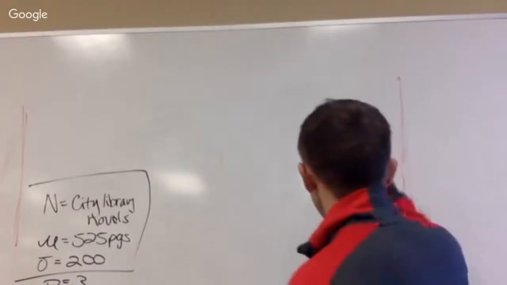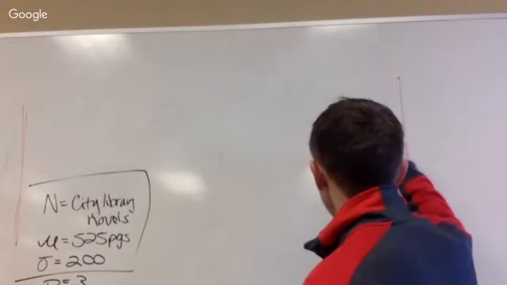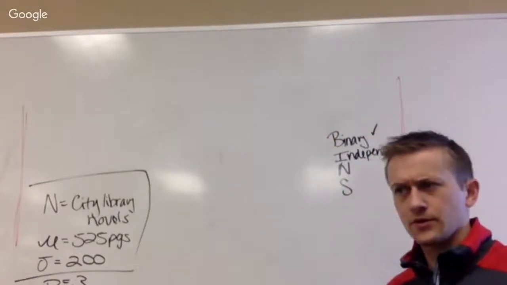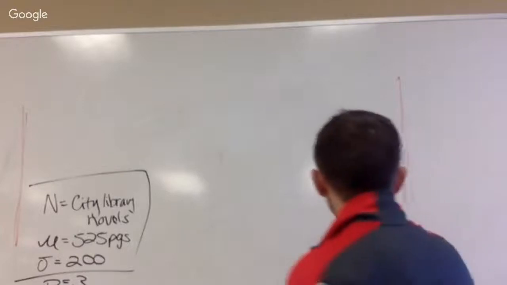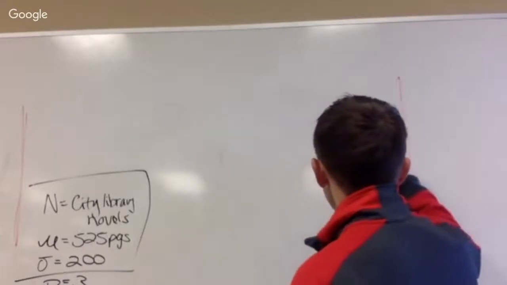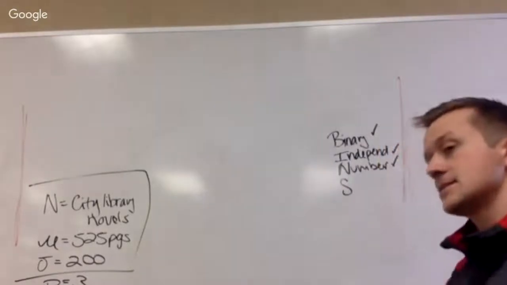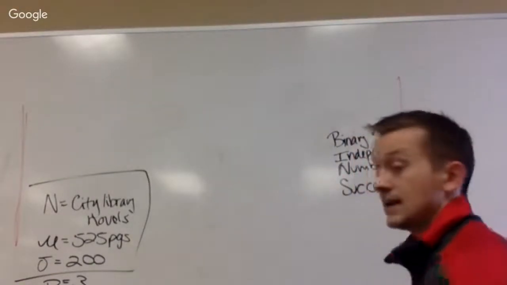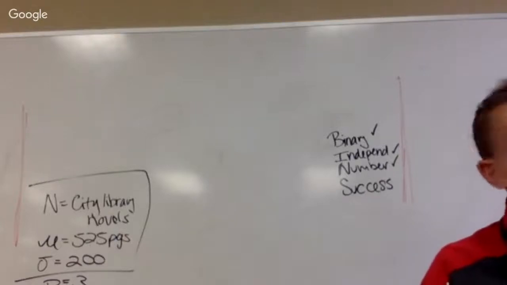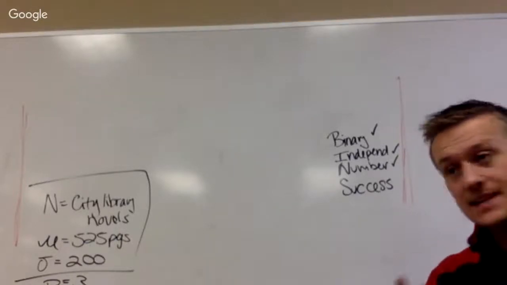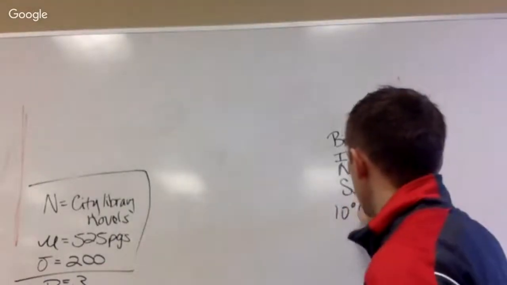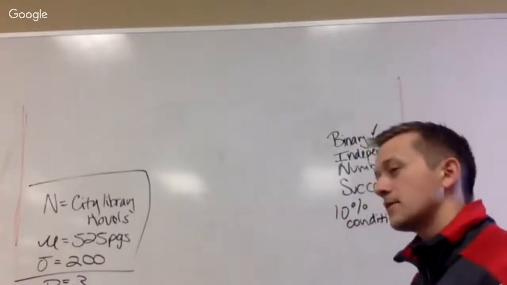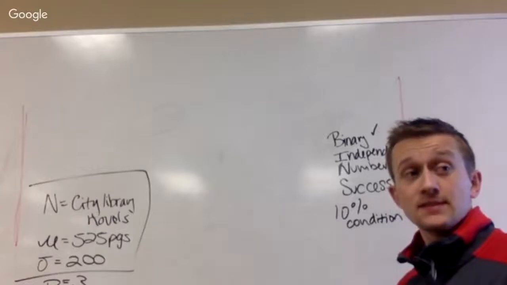Question 2: is each novel independent? Yes, it is. And do we have a set number that we selected? Yes, we do. This is true. And is the success percentage the same every time that I select? No, it's not. However, we stated that if the 10% condition is met, guess what we can do?